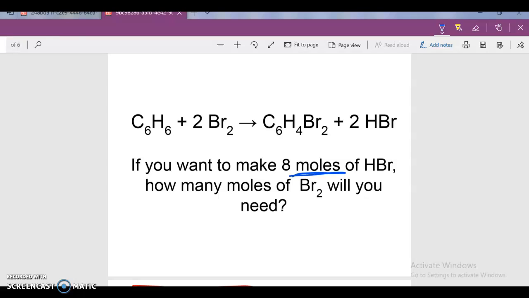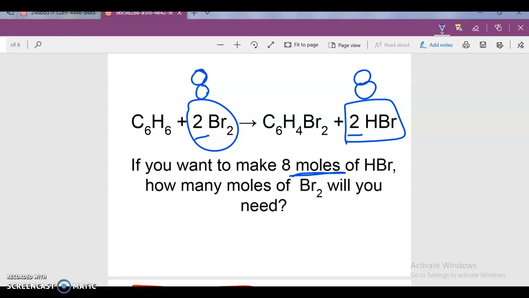So here, if I want to make 8 moles of HBr, I want to have 8 of these. How many moles of Br2 will you need? Well, this is a 2 to 2 ratio. That's another way of saying a 1 to 1 ratio. So I would say in my head, I will need 8 Br2s to make that happen. Let's do this stoich style. It says, I want to make 8 moles of HBr. How many moles of Br2 will you need to make 8 moles of HBr?